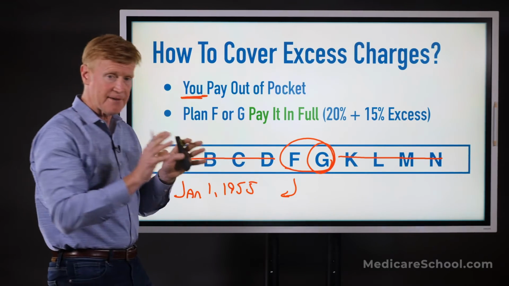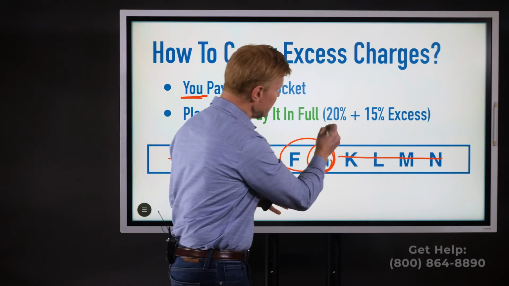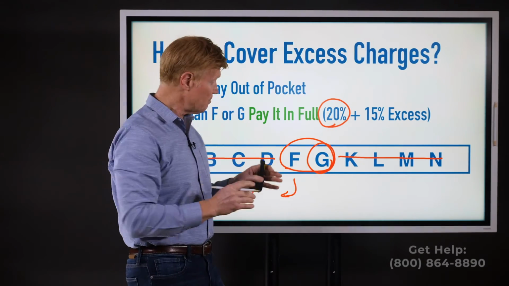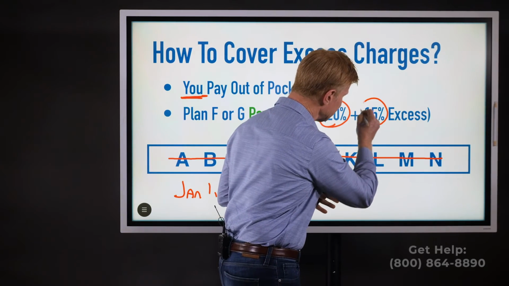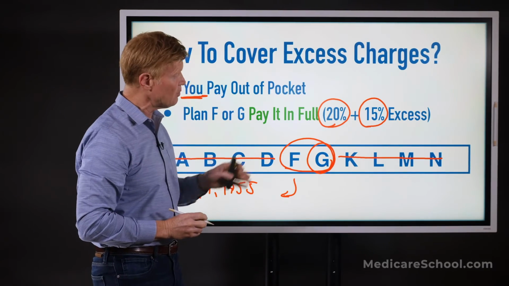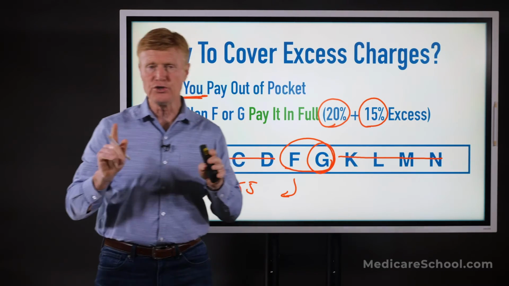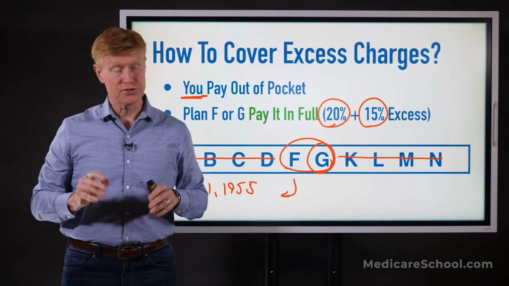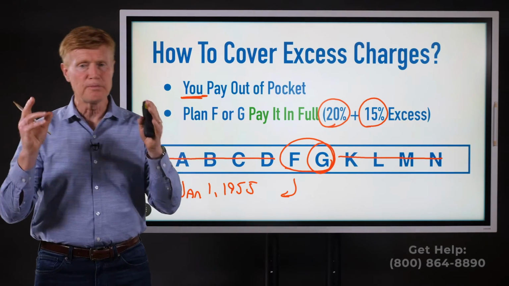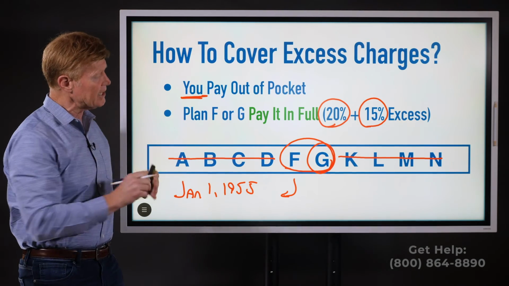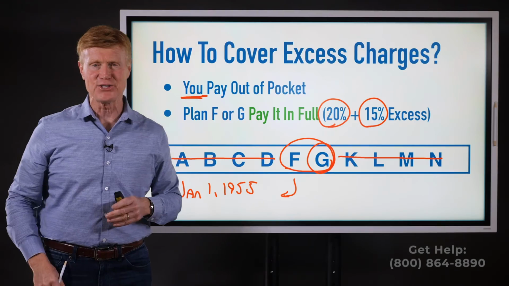And so if we have an $11,500 bill, back to our example, remember 20% of that, or $2,000, would be paid by F or G, either one, and that extra $1,500, that extra 15% in our previous example, would be covered by F or G. But if you had any of those other letters, you would have to pay the excess charges. And so excess charges can occur, and when they occur, they're expensive, and you will be responsible for them. But this is one way in which you can eliminate excess charges forever. Buy a Plan F or buy a Plan G.